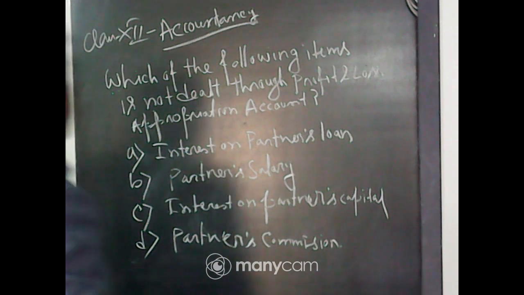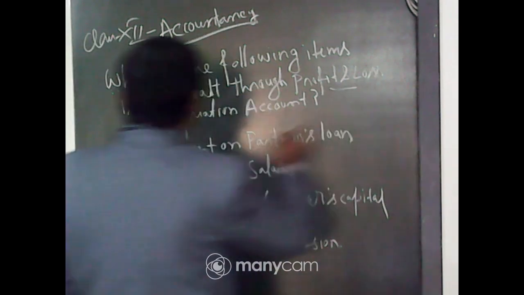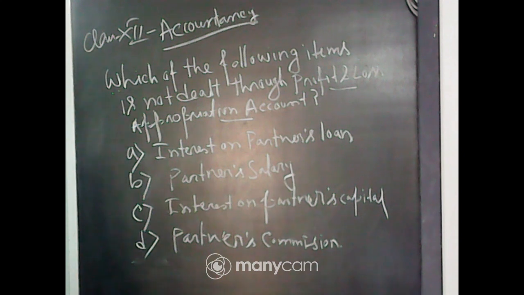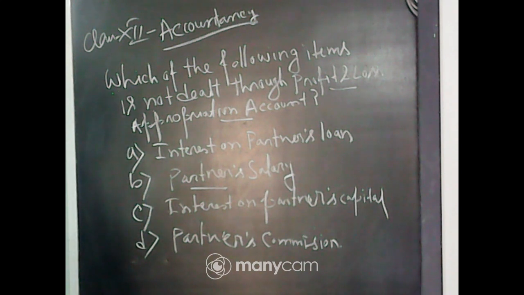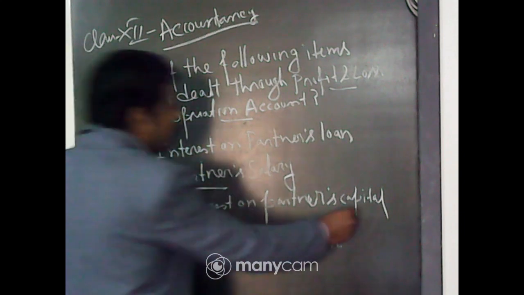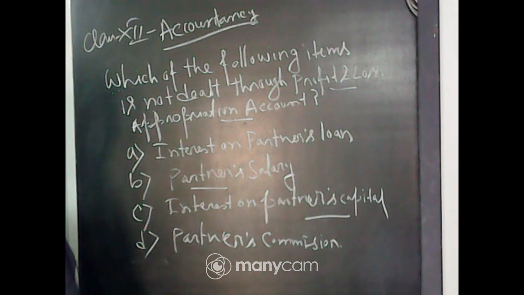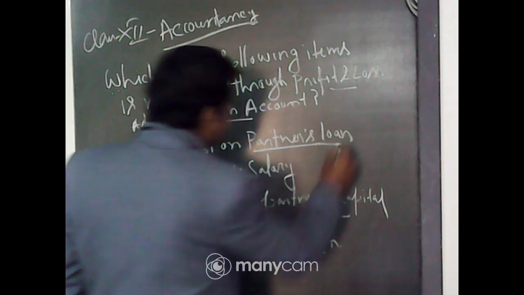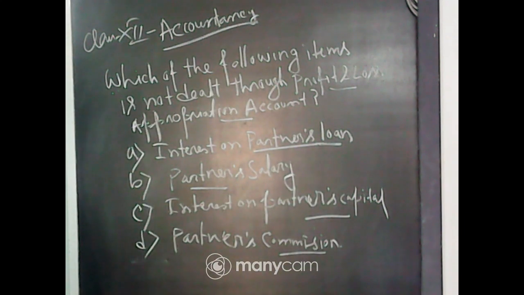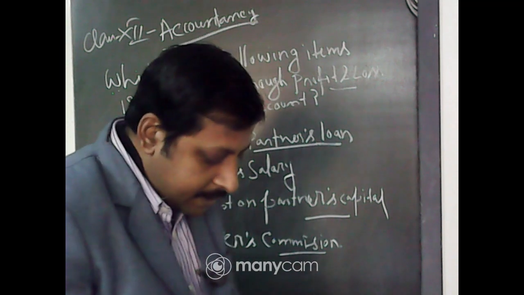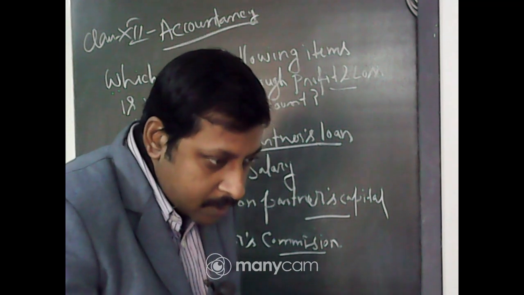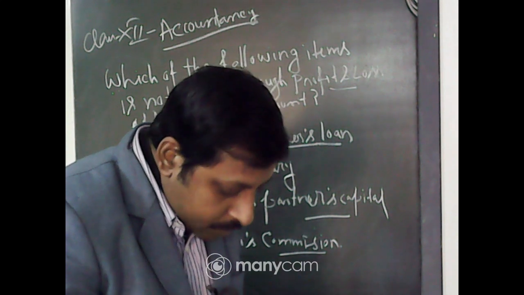Which of the following items is not dealt through the profit and loss appropriation account? Here you can see partner's salary is debited to the profit and loss appropriation account. Interest on partner's capital is definitely in the profit and loss appropriation account. Partner's commission also. So all these come to the profit and loss appropriation account. Interest on partner's loan is not debited to the profit and loss appropriation account, but to the profit and loss account. So option A, interest on partner's loan, is the right answer.